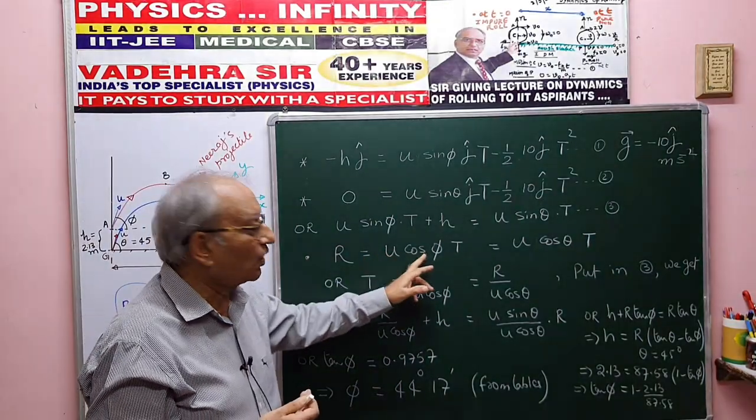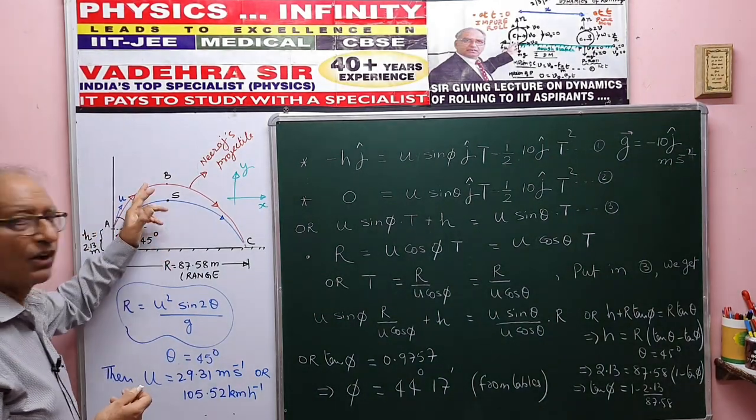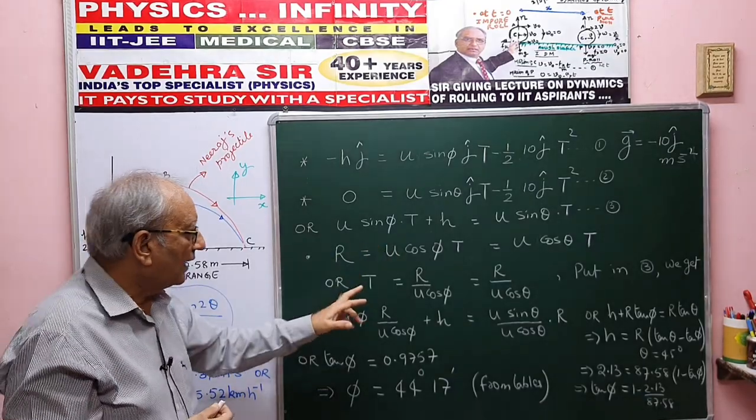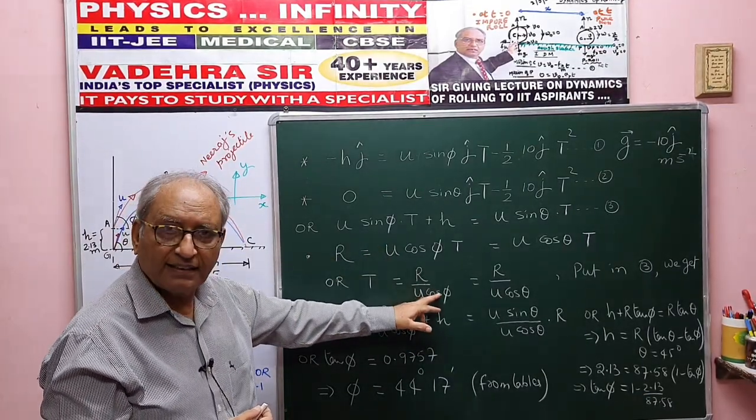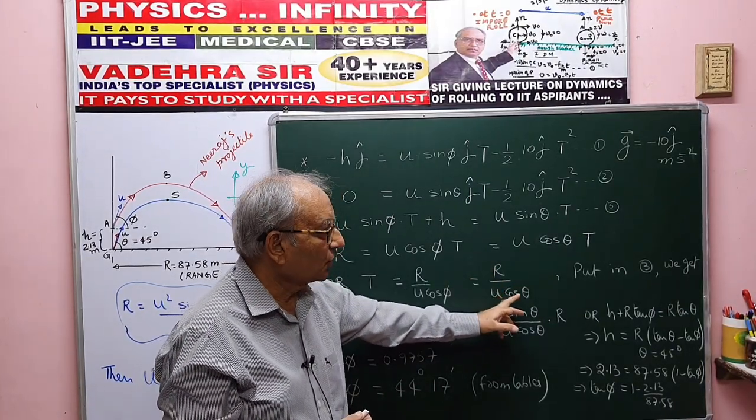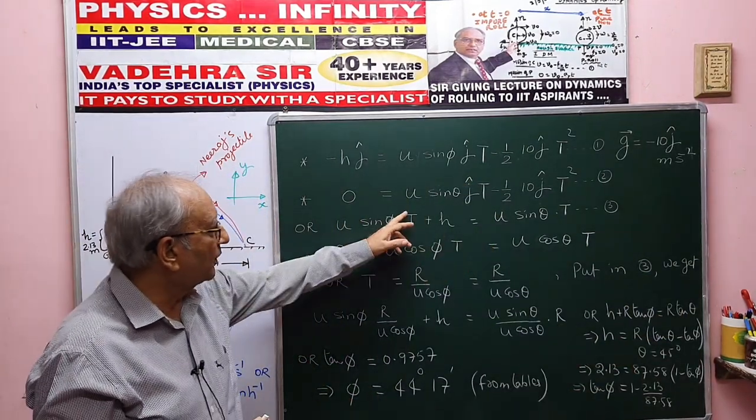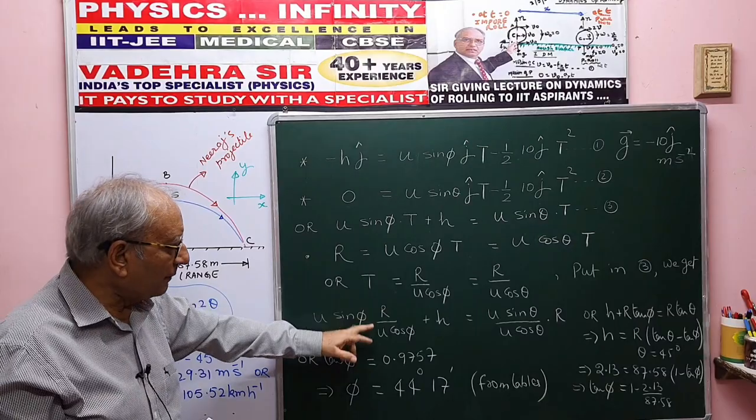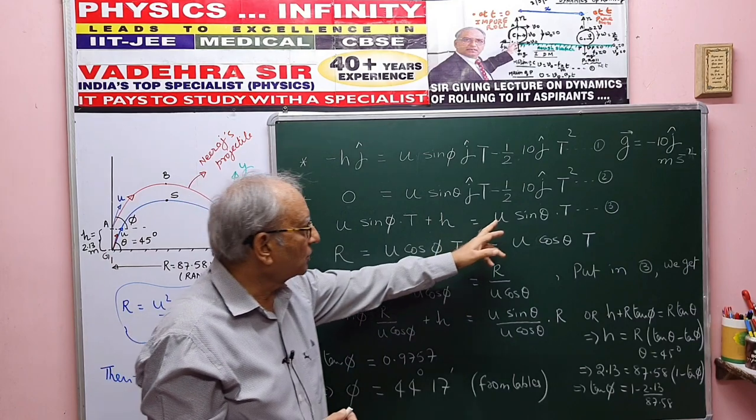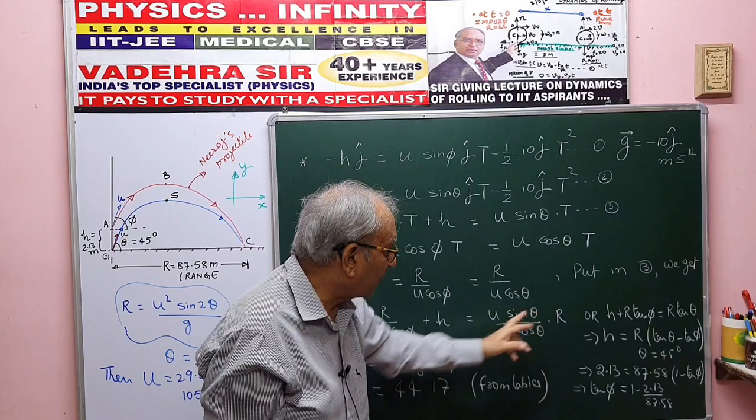So R would be equal to u cos phi into T, and this is also u cos theta into T, because in both these launches I am taking the range the same, 87.58. So from here I obtain T as R upon u cos phi, or from this equation T also is R upon u cos theta. I put this value in equation 3, I get u sine phi R upon u cos phi plus h is equal to u sine theta into T. I replace T by R upon u cos theta.